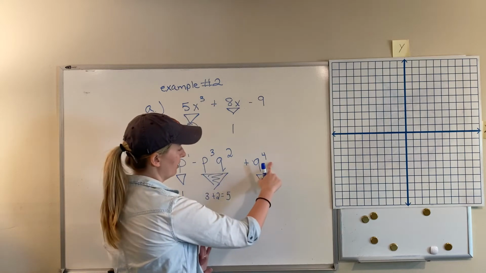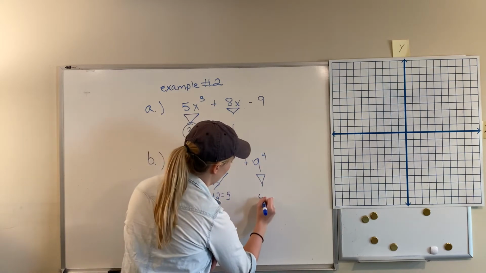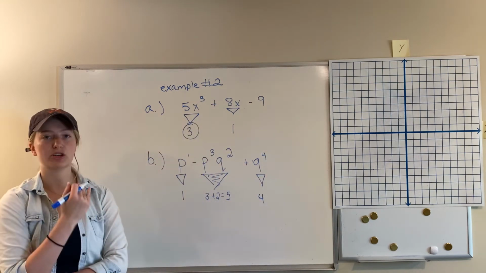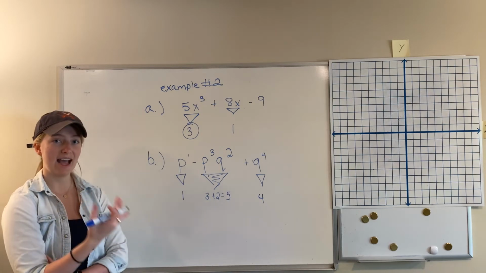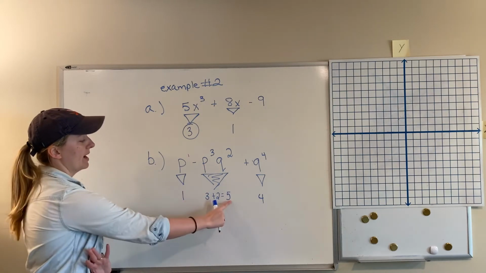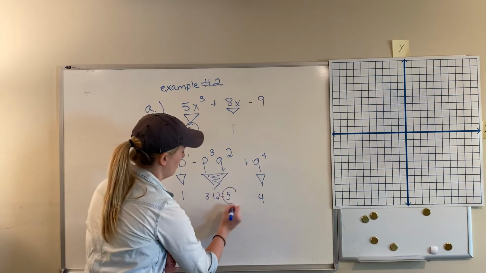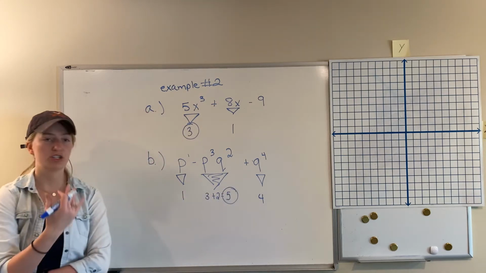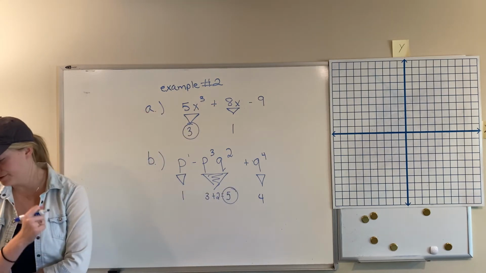What is the degree of my third term? Q to the 4. That's just 4. And now the degree of my polynomial is the highest degree of an individual term. My highest degree is 5. So for b, the degree of this polynomial is 5.